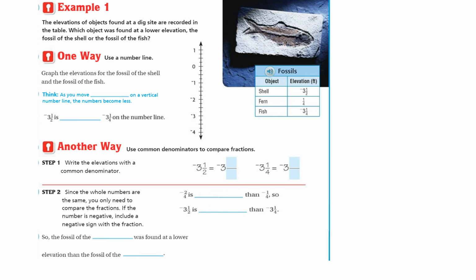We are now on page 114 in the Big Math book. Let's go ahead and get started. The elevations of objects found at a dig site are recorded in the table. So here is the table that we're going to be using.